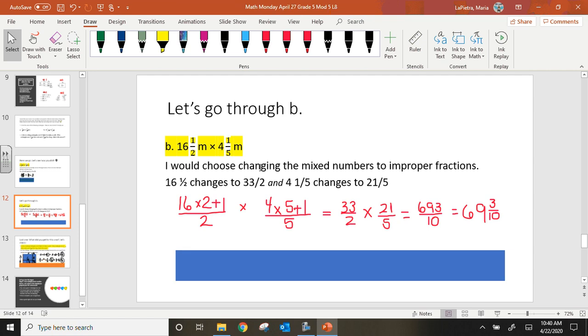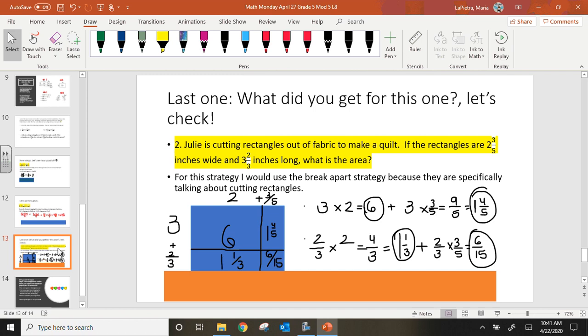Okay, let's move on. And this last one, this is the break apart that I told you we were going to do. What did you get for this one? Let's check this out. So I'm hoping that you use the break apart strategy because they're specifically talking about cutting rectangles. So this would be a really good visual for yourself.